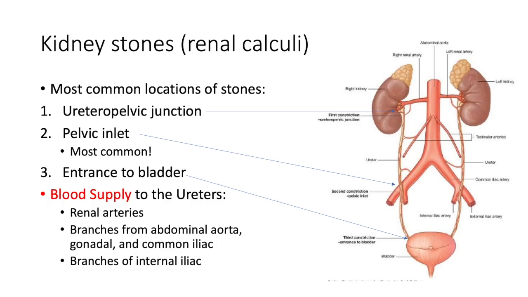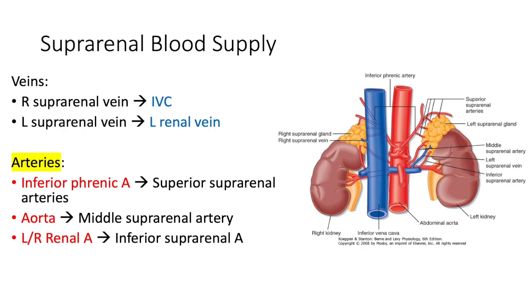So blood supply to the ureters is from our renal arteries, branches from our abdominal aorta, gonadal and common iliac, and also branches from our internal iliac. This is really important to remember, the suprarenal blood supply. So veins, really easy. We know that the IVC is on the right side, so our right suprarenal vein is going to drain straight into the IVC.